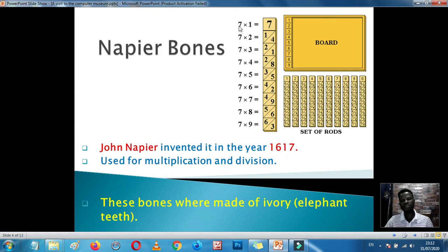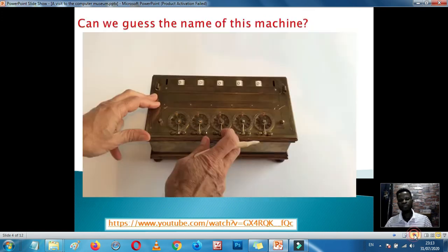Now you can see a small clip about the Napier bones. 7 multiplied by 1 gives us 7, all the way down to 9. So the Napier bones, invented by John Napier in the year 1617, was used for multiplication and division. Now we can see some other things that the Napier bones could do that the abacus machine was not that proficient at doing. Okay, now let's learn some other devices.